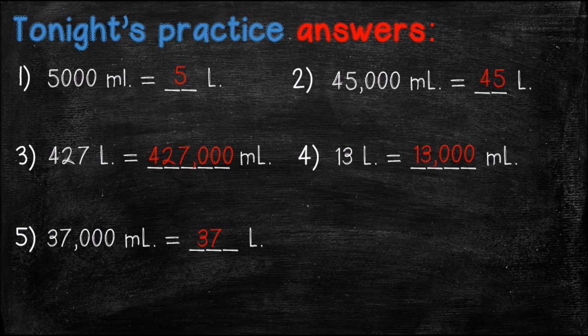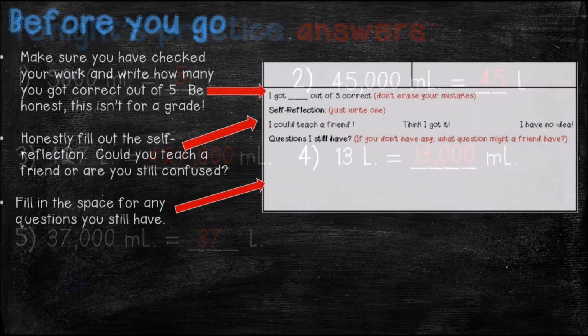The answer to number 1 is 5 liters. The answer to number 2 is 45 liters. The answer to number 3 is 427,000 milliliters. The answer to number 4 is 13,000 milliliters. And the answer to number 5 is 37 liters.